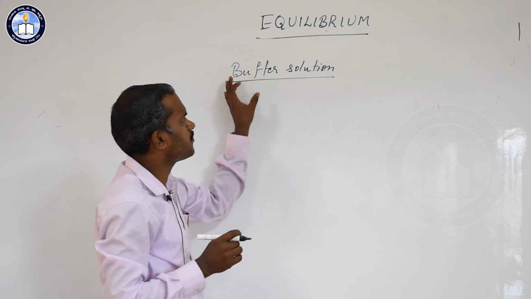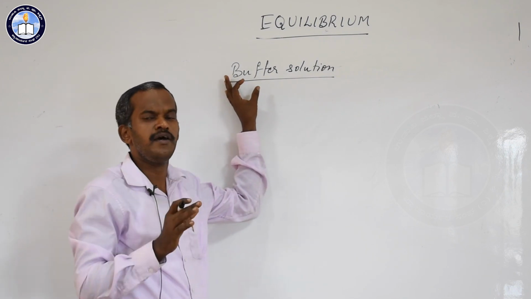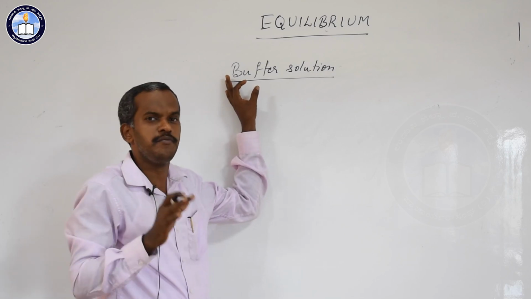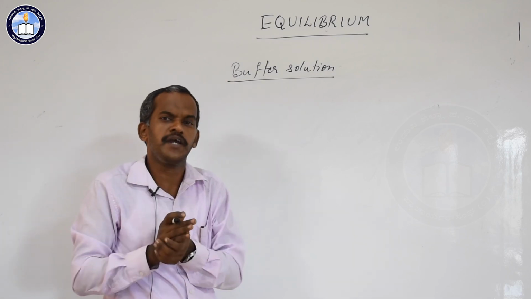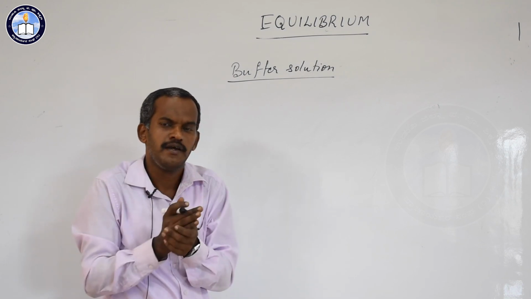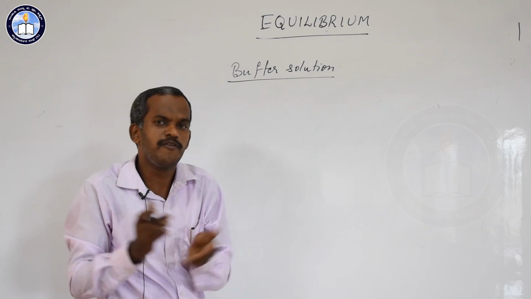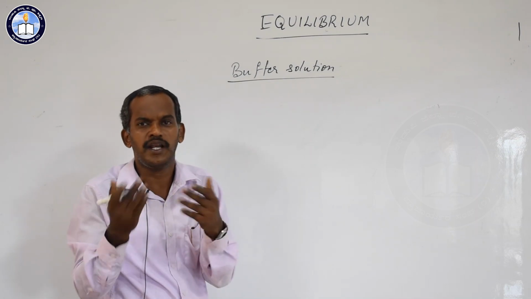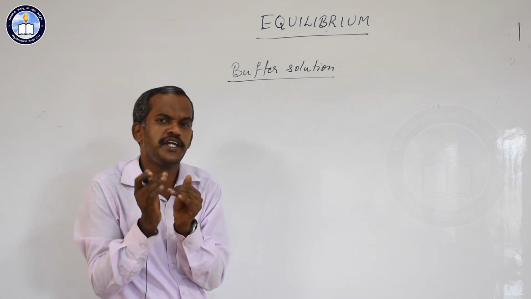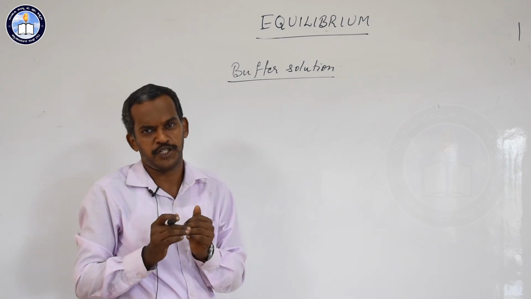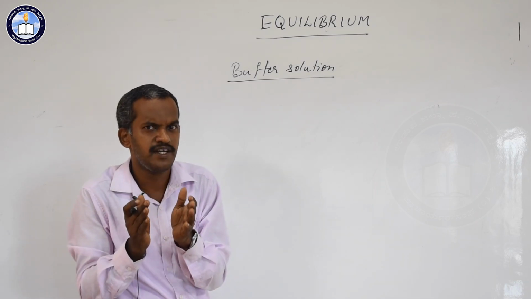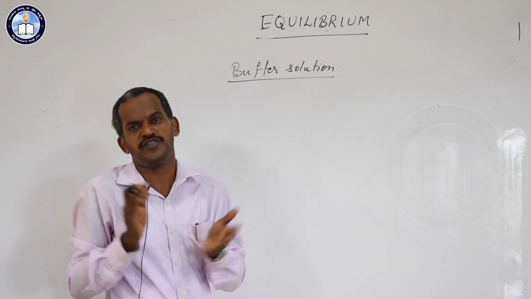When I use the word buffer solution, remember there are many body fluids like blood and urine. In the human body, they have a particular pH. If there is a slight change in the pH of blood, it will affect the normal functioning of the body, or it may lead to malfunctioning of the body. So how is it possible to retain a constant value of pH? One of the simplest examples of a buffer solution is blood in the human system.